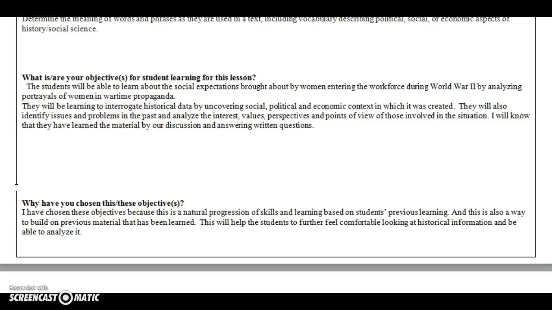Why have I chosen these objectives? I have chosen these objectives because this is a natural progression of skills and learning based on students' previous learning, and this is also a way to build on previous material that has been learned. This will help the students to further feel comfortable looking at historical information and be able to analyze it.